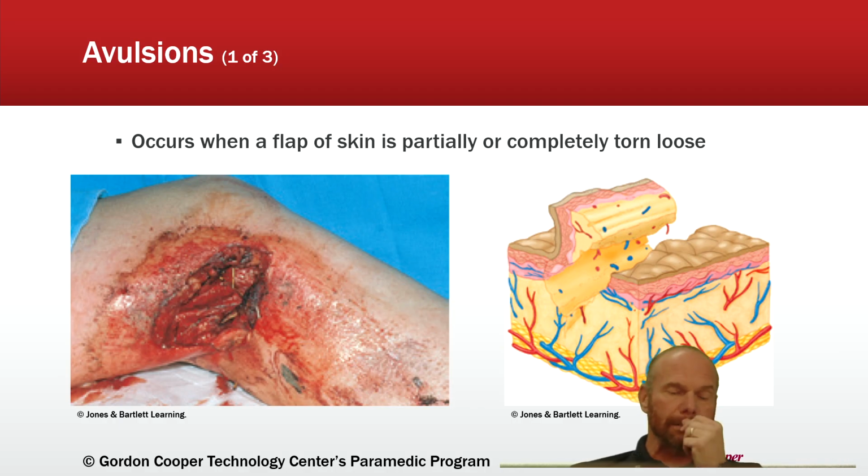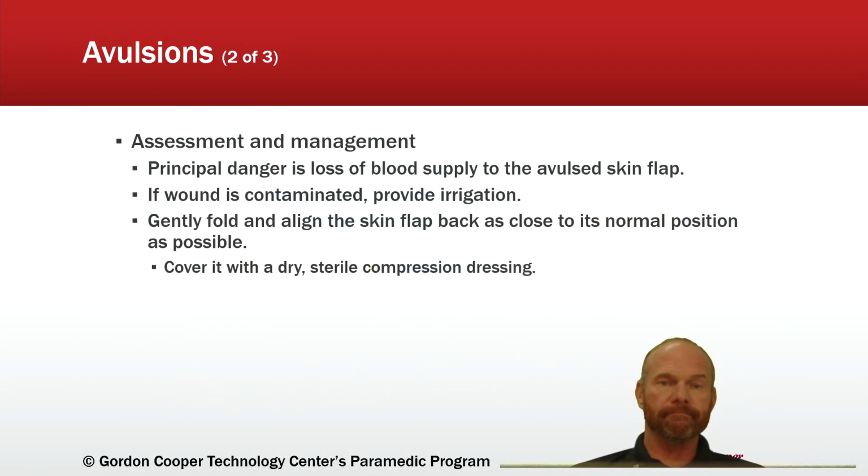Now, avulsions. We mentioned that right at the beginning, about avulsions and how that can become very distracting. So avulsions occur when a flap of skin is partially or completely torn loose. The amount of bleeding is going to be dependent upon the depth of the injury and the location. And then the principal danger is loss of blood supply to that avulsed skin flap.